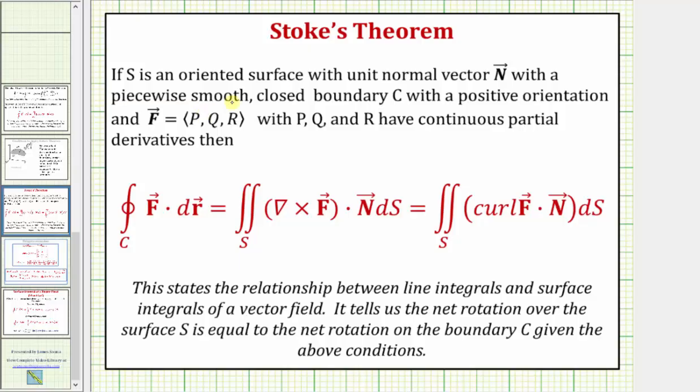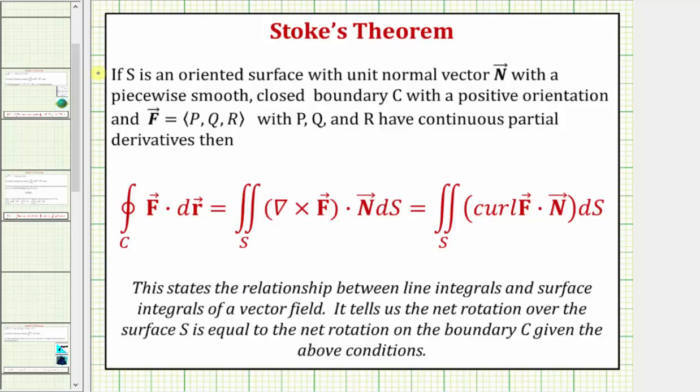Stokes' theorem states that if S is an oriented surface with unit normal vector n with a piecewise smooth closed boundary C with a positive or counterclockwise orientation, and the vector field f has components p, q, r, which all have continuous partial derivatives, then the line integral along the closed curve C of f dot differential r equals the double integral over the surface S of the curl of f dot n differential S. So Stokes' theorem states a relationship between line integrals and surface integrals of a vector field. It tells us the net rotation over the surface S is equal to the net rotation on the boundary C under the given conditions.